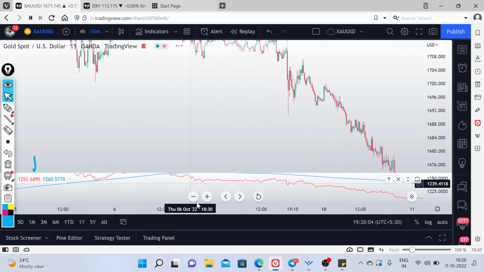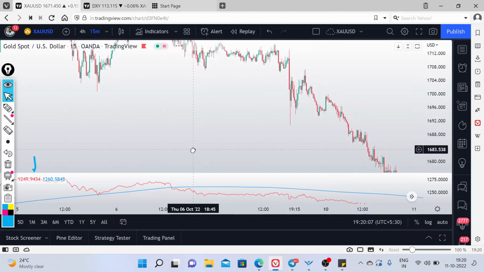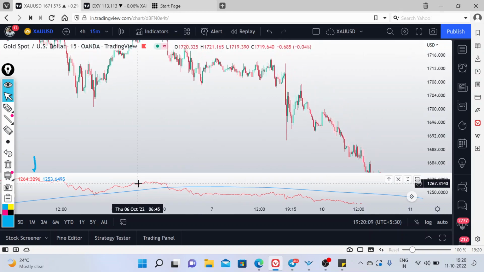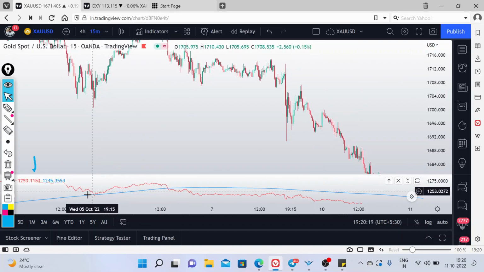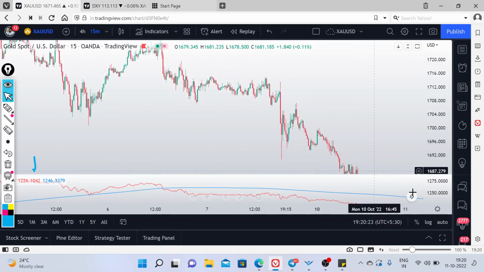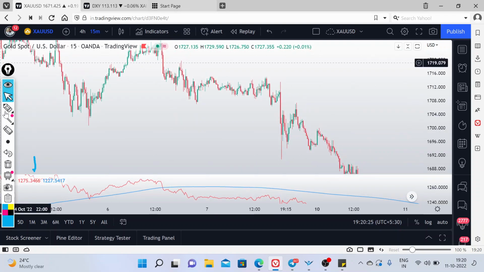So whenever this red line crosses from upside, this generates a sell signal, and when this line crosses from below to upside, this generates a buy signal. Let me show you. The time frame that I use for this indicator is 15 minutes, as you can see.